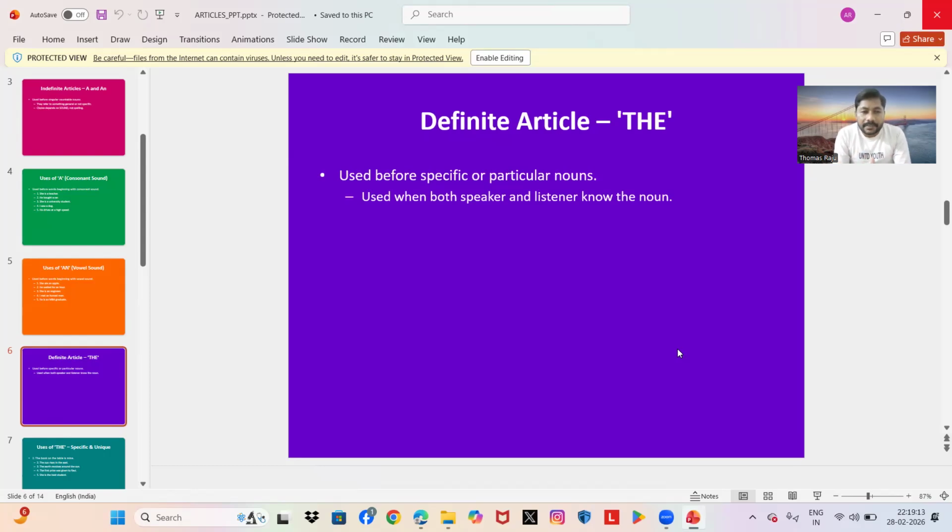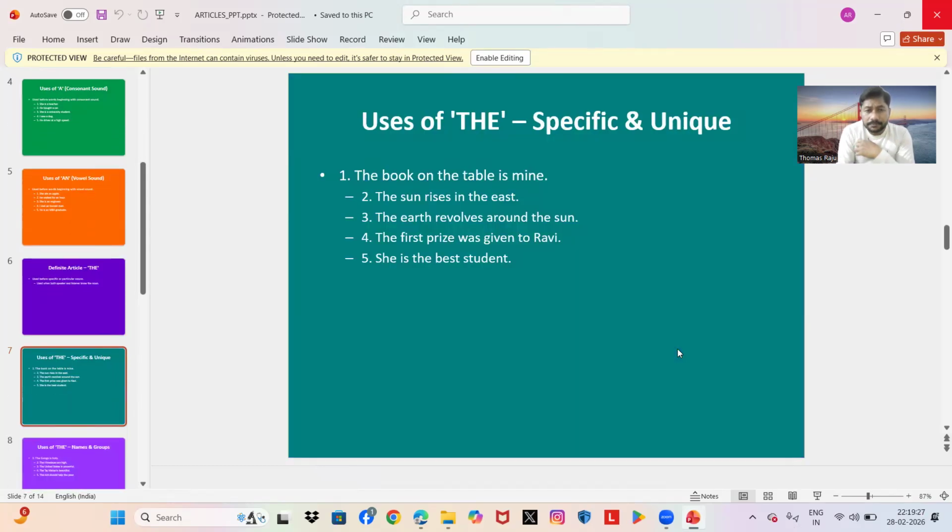Here, the is a definite article, used when both speaker and listener know the noun. So, let us see the uses of this the in detail. Use of the: specific and unique. So, we use this before some specific and unique things. The book on the table is mine. The book means the book which we know, a book which is familiar. So before familiar things, before known things, we use the definite article the.